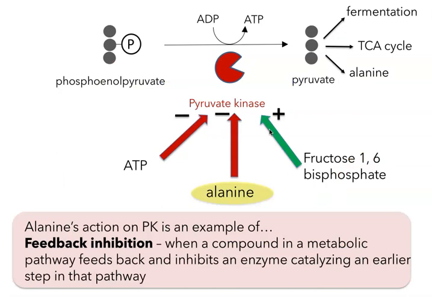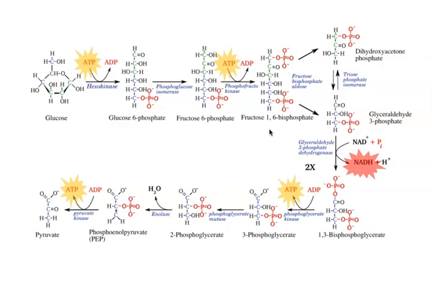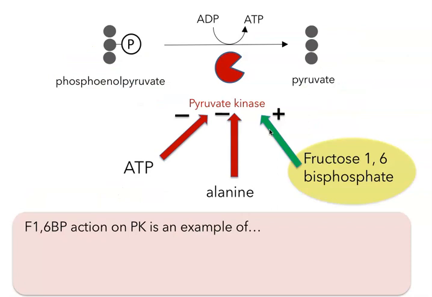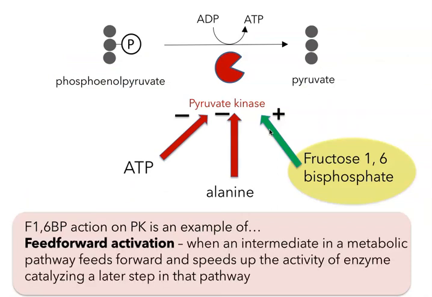Okay, well, what about fructose 1,6-bisphosphate? That's acting as an activator. To explain this, I think it's useful to think about the broader glycolysis pathway. Here's our focus enzyme, pyruvate kinase, and back here is fructose 1,6-bisphosphate. So fructose 1,6-bisphosphate is a compound that shows up earlier in this metabolic pathway. Its action on pyruvate kinase is an example of feed-forward activation. And basically that's when an intermediate in a metabolic pathway feeds forward and speeds up the activity of an enzyme catalyzing a later step in that pathway. And again, this would act by binding some allosteric site in the regulatory domain.